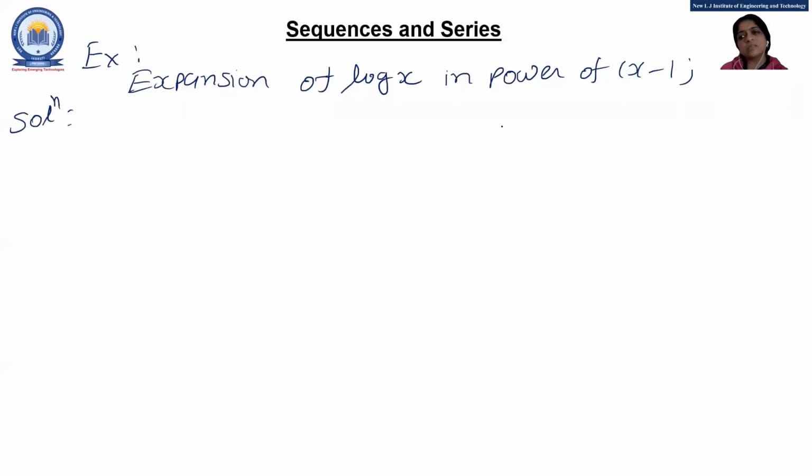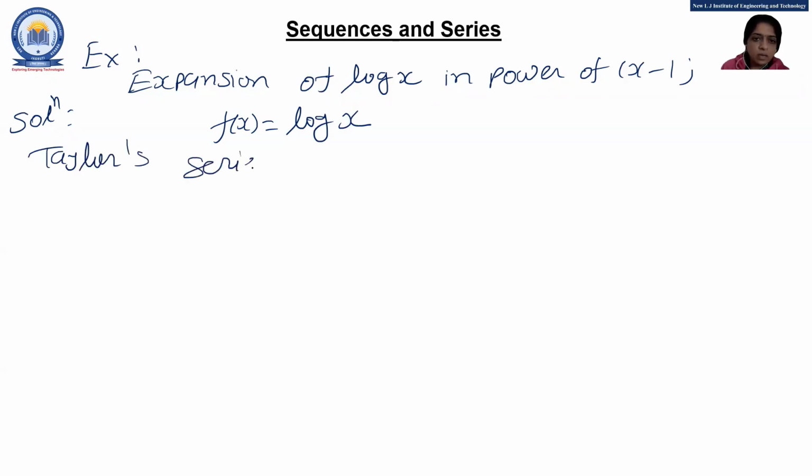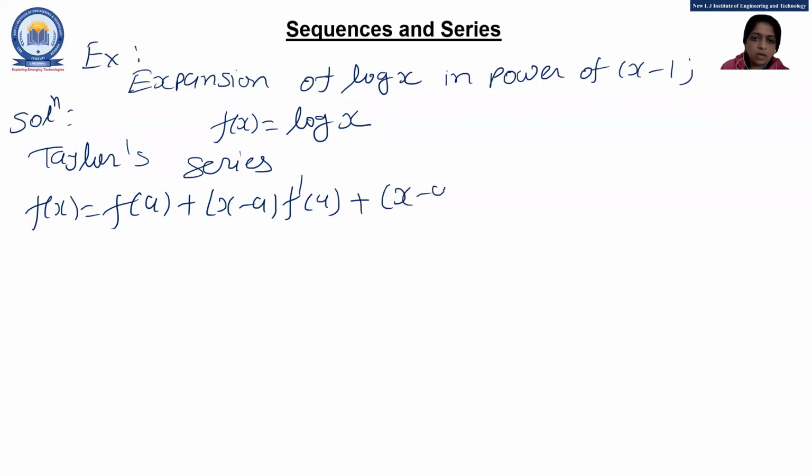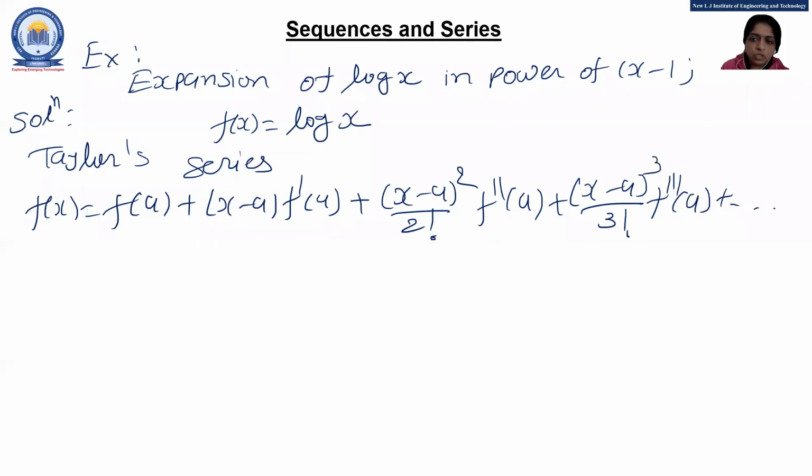I am taking the same kind of example, but I have taken a different function, right? So here our function is f of x equal to log x. By Taylor series expansion, as we want our expansion in terms of x minus 1, f of x is f of a plus x minus a, f dash a, plus x minus a whole square by 2 factorial, f double dash a, plus x minus a whole cube by 3 factorial, f triple dash a, and so on.